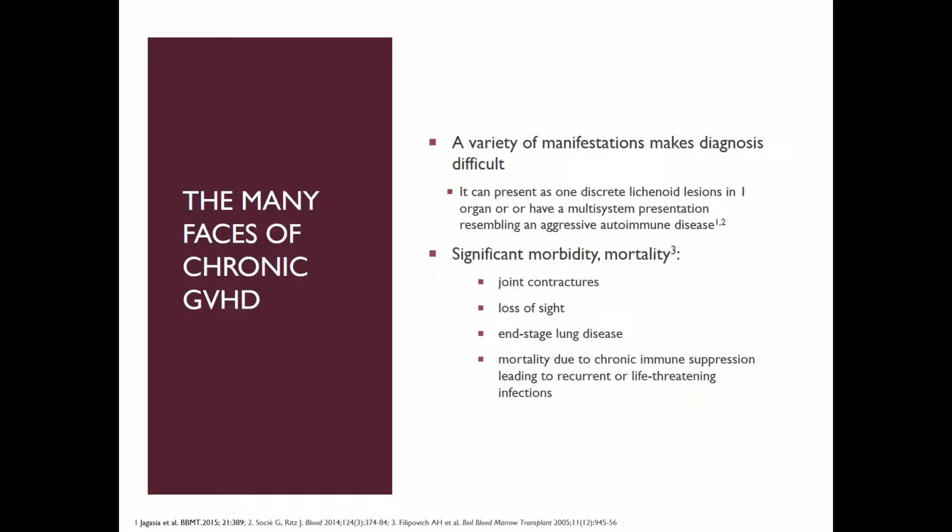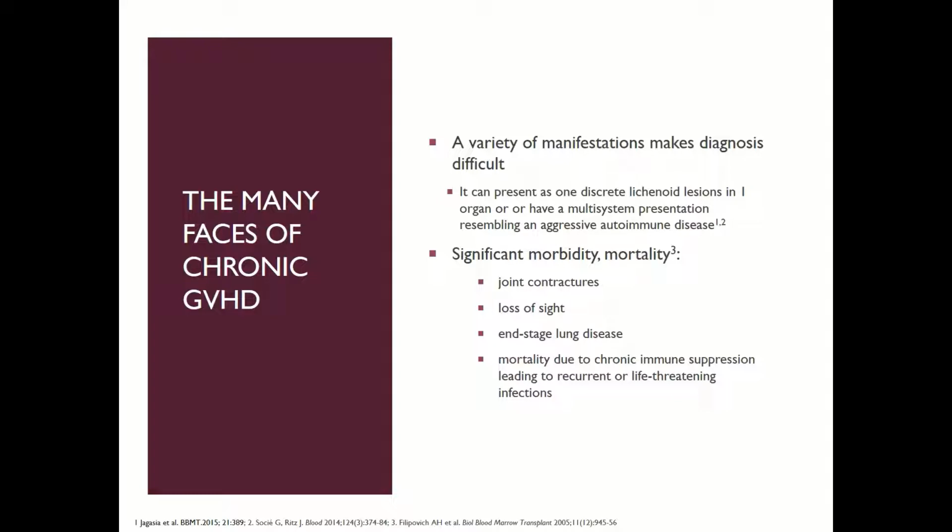Chronic graft-versus-host disease has many faces clinically. And unfortunately, a variety of different manifestations can make the diagnosis difficult. It can present as one discrete lichenoid lesion in one organ like the mouth, or have a multi-system presentation that resembles an aggressive autoimmune disease. Regardless of what it presents with, it's important to recognize it early in its course so that treatment can be instituted promptly, because it is associated with significant morbidity and mortality, as we established.